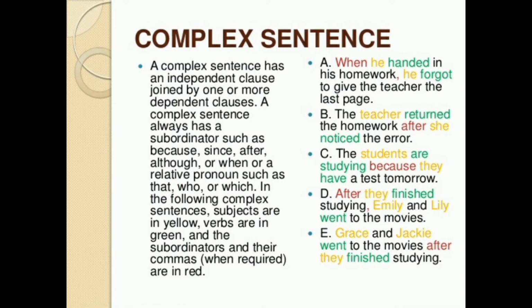A complex sentence combines an independent clause with one or more dependent clauses. A complex sentence always has a subordinating conjunction, that is, after, although, because, since, when, or a relative pronoun, that, which, who. For example, I did not see Mike today because he was playing football.